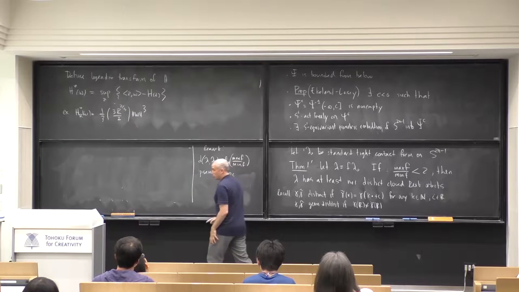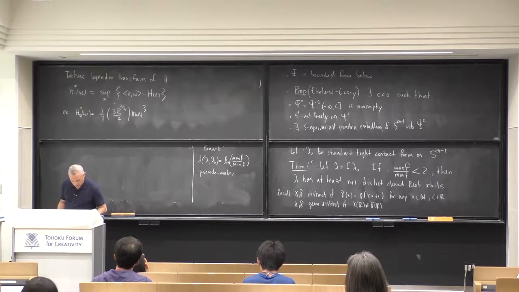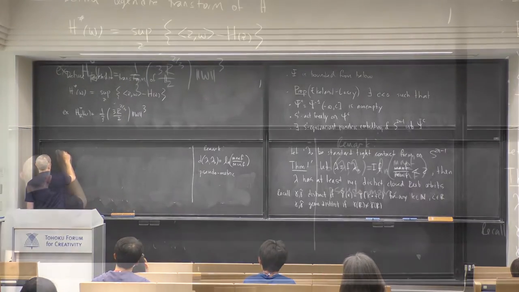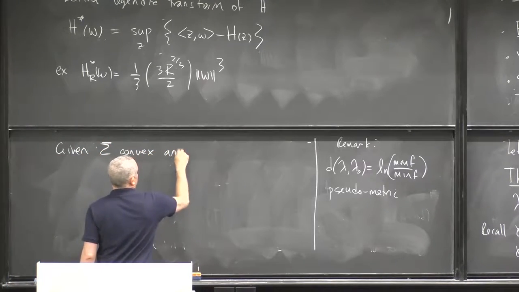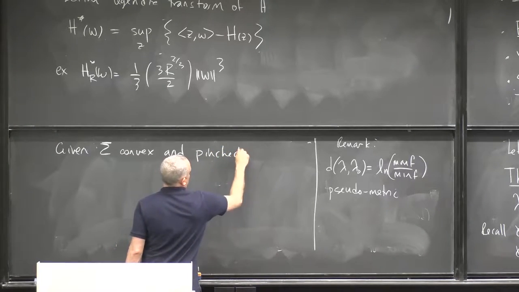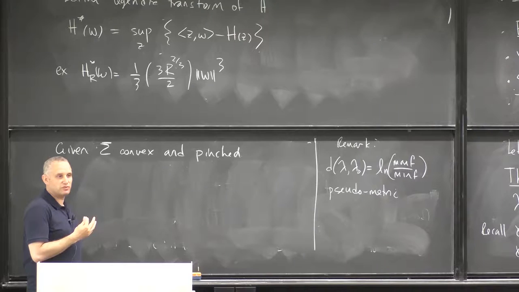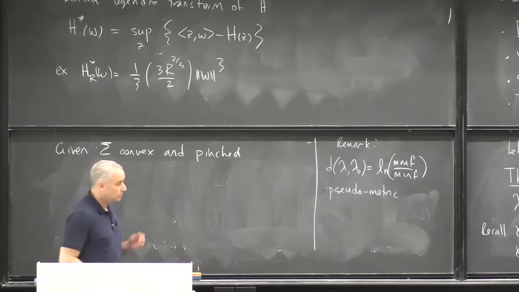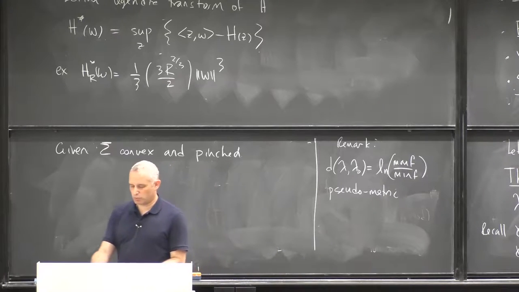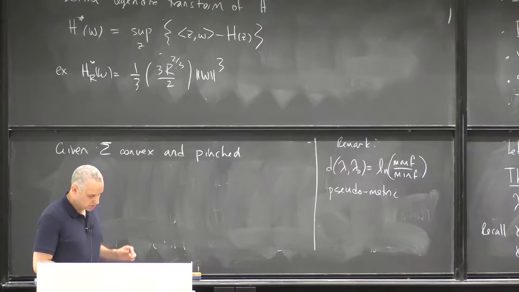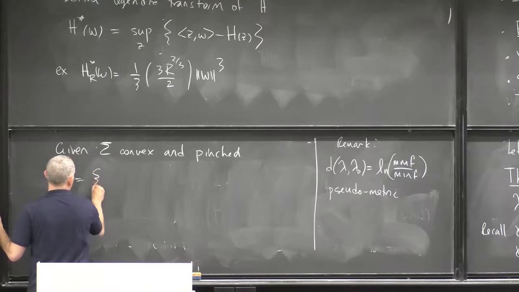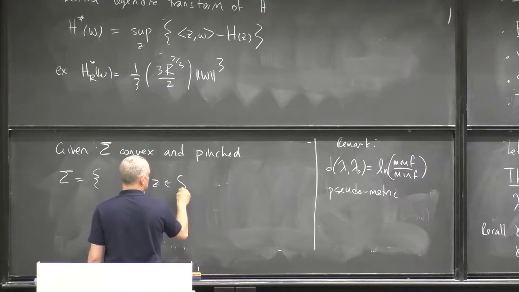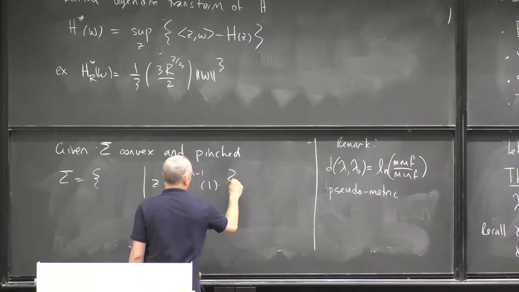So let me now show that theorem 1 prime implies the Ekeland and Lasry theorem. So let's go back to the setting of the Ekeland and Lasry theorem. So we're given our convex and pinched hypersurface sigma in R^2n. And then we can relate it to the objects in theorem 1 prime in the following way. We can write sigma as the set of, so first we'll take z's in S^(2n-1), the unit sphere.